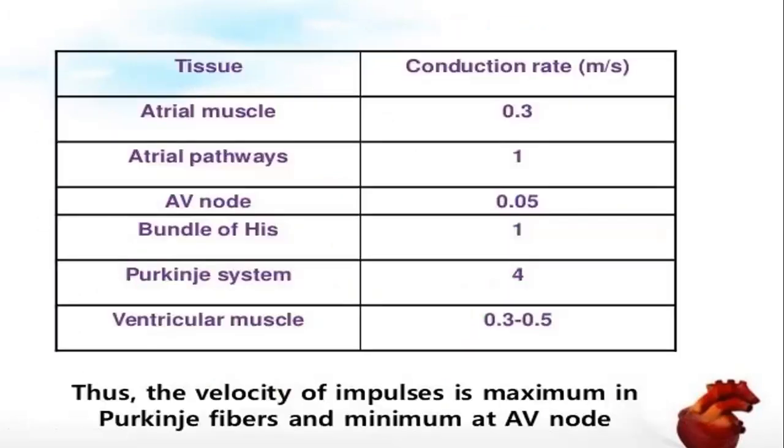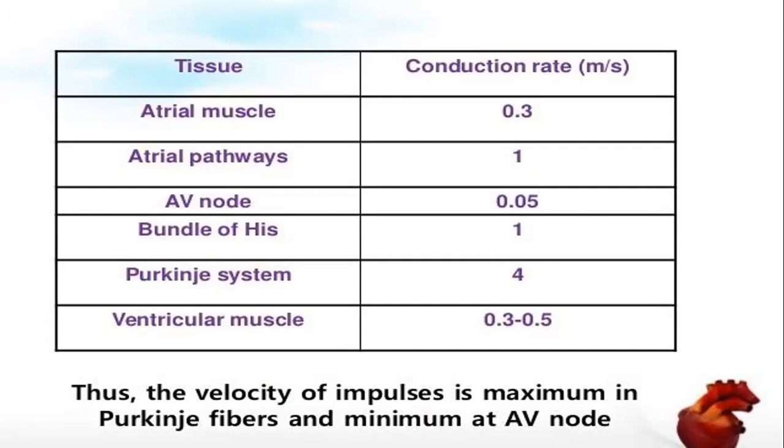Property of conductivity. Now the conduction rate varies from place to place. In the atrial muscle, it is 0.3 meter per second. Intra-atrial pathways, it is 1 meter per second. In the AV node, you can see the conduction velocity grossly decreases to 0.05 meter per second. In the bundle of fibers, it is 1 meter per second, while in the Purkinje fibers, it is 4 meter per second. In the ventricular muscle, 0.3 to 0.5 meter per second.